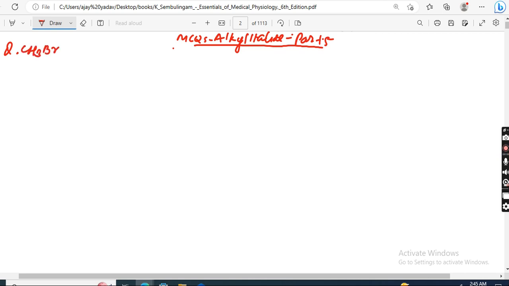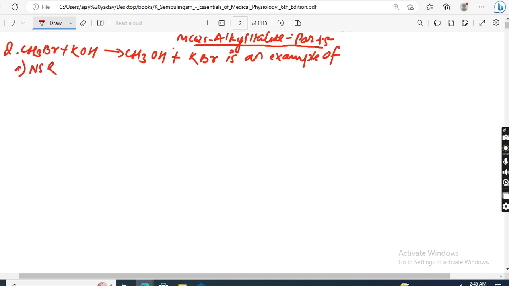CH3Br plus KOH, which gives CH3OH plus KBr, is an example of: option A is nucleophilic substitution reaction, option B electrophilic substitution reaction, option C both nucleophilic and electrophilic, both NSR and ESR, and D is none.